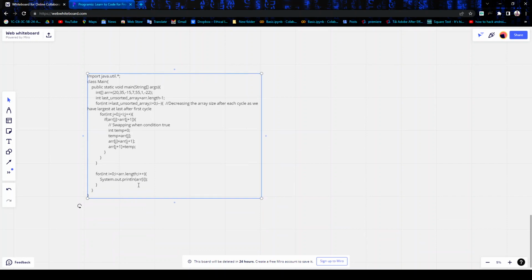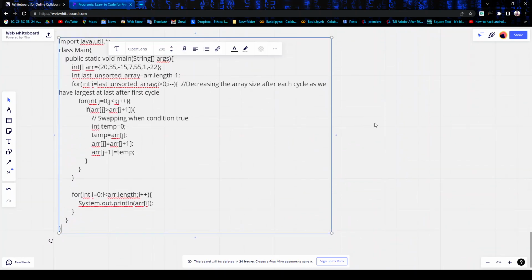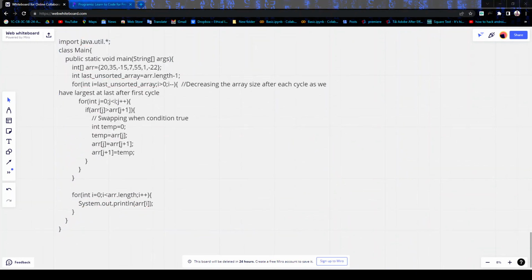So this is the basic bubble sort code that we have. What are the number of steps involved in this particular thing? Can anyone look into this? Let me zoom it in. Just a second, let me zoom it in.